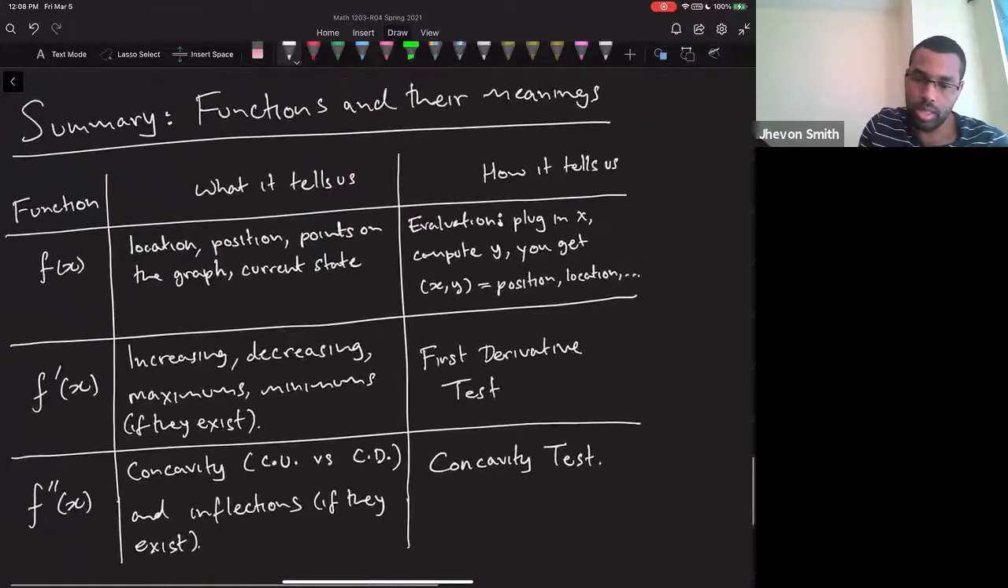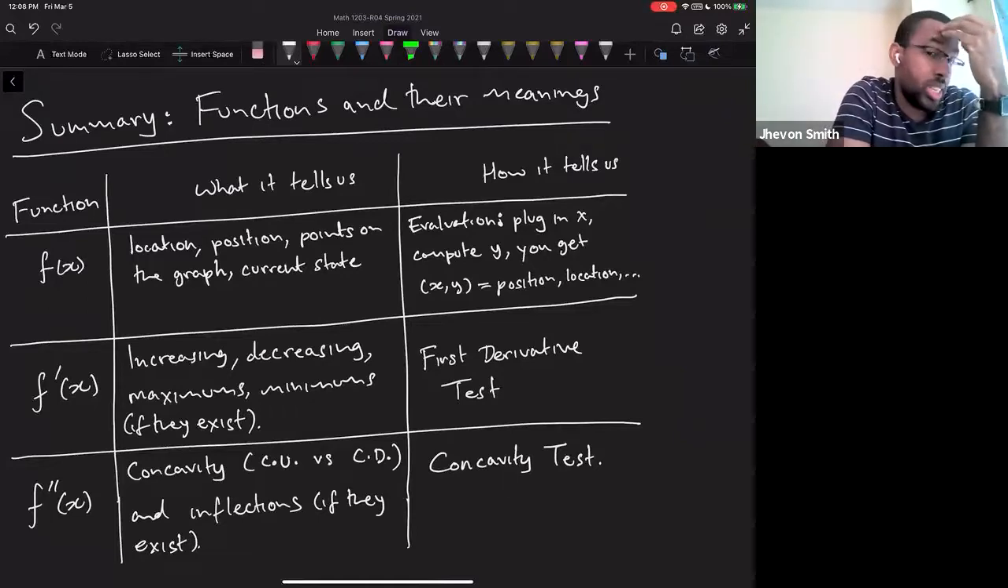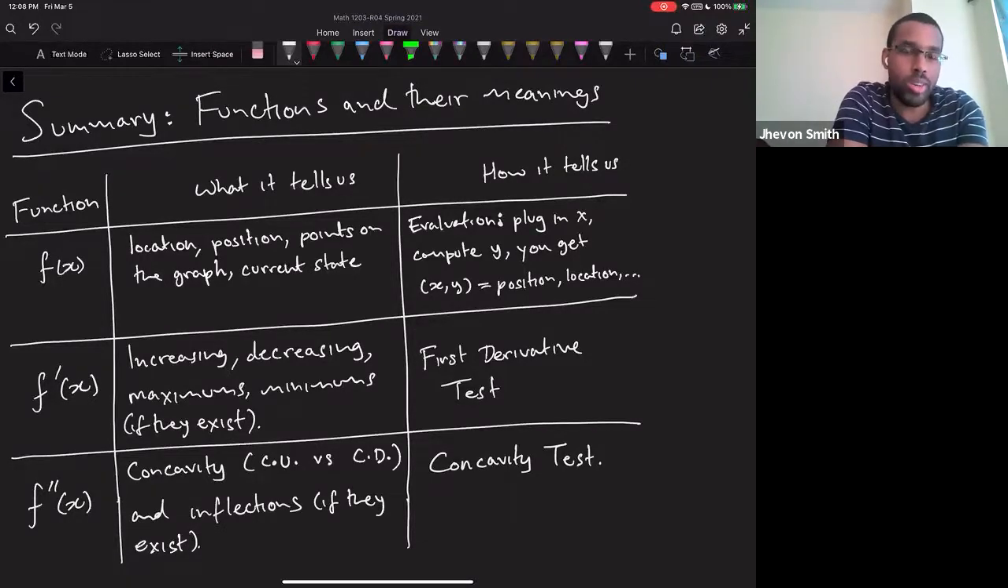So this is a summary of all the functions and when we want to use them. So you don't just use any of these functions for any random old reason, right? If you're looking for a position or a current state or a point on a graph, you do not look at the first derivative. You do not look at the second derivative. You look at the original function. If you want to know how fast something is moving, is it increasing or decreasing? Are there any maximums or minimums? You look at the first derivative. You do not look at the original function. You do not look at the second derivative. And if you want to find, is there an inflection point? What's the concavity? How am I shaped? Is it concave up or concave down? You would look at the second derivative. You would not look at the original function. You would not look at the first derivative.